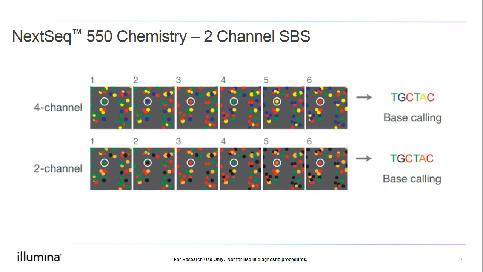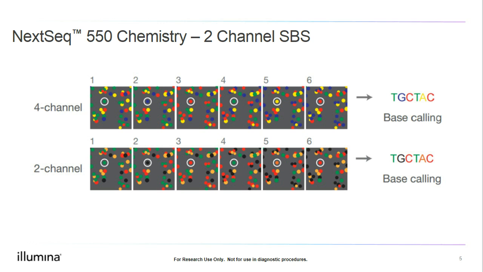Let's review how 2-channel chemistry compares to 4-channel chemistry. The HiSeq and MiSeq use 4-channel chemistry, while the NextSeq, MiniSeq, and NovaSeq use 2-channel chemistry. In 4-channel chemistry, each base has a different frequency of color because there's a separate dye for each of the 4 bases. 4 images are taken using 4 different wavelengths to determine each individual base.